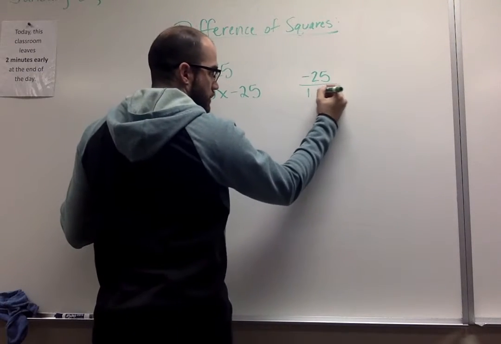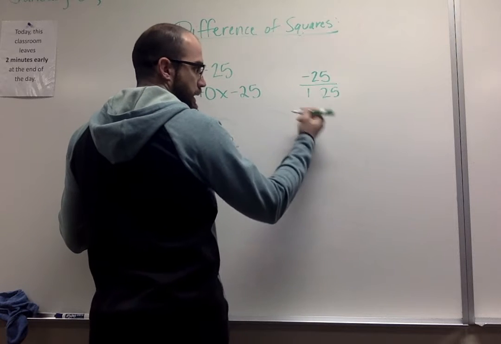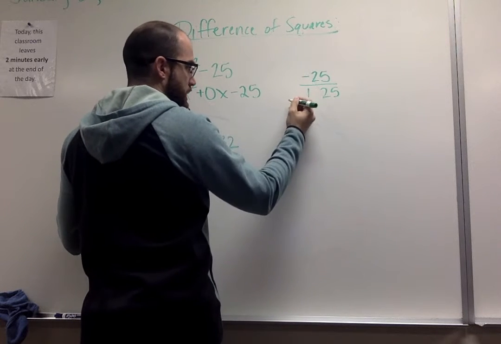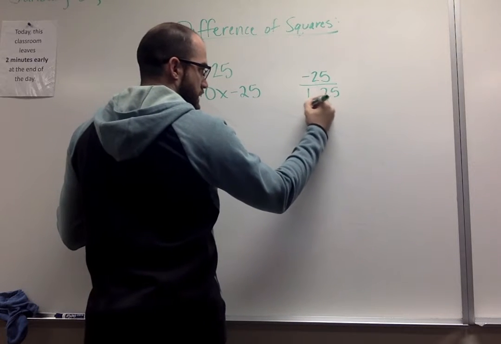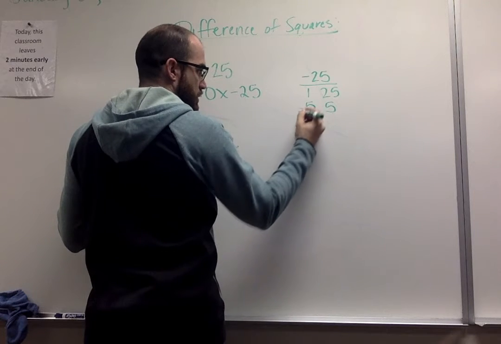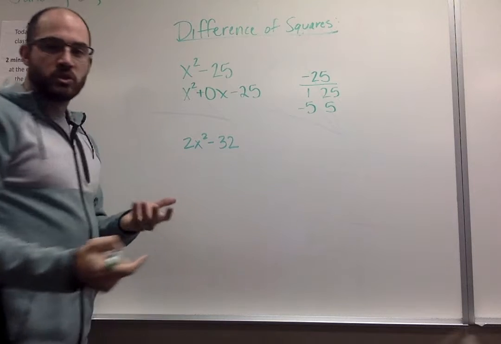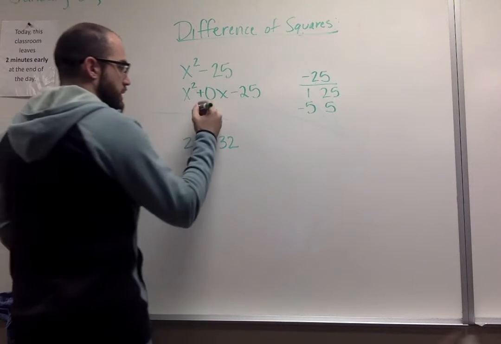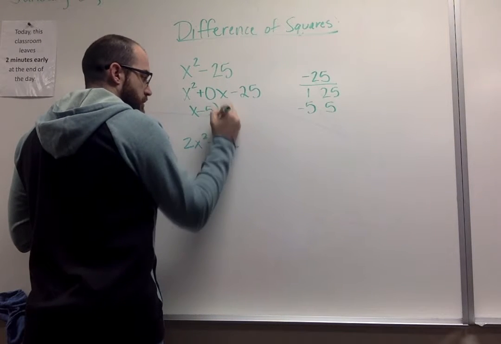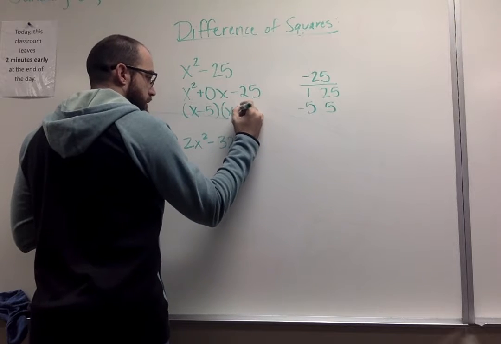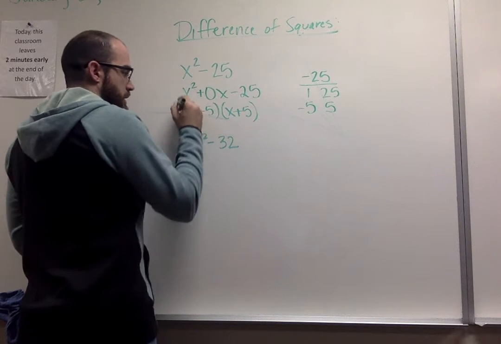So I can say, well, I got 1 and 25. That's not going to work ever. Doesn't matter which one I make negative. And then the only other thing I got is 5 and 5. Well, if I make one of them negative, negative 5 plus 5 gets me 0, which is what we're looking for. So for this one then, I would have x minus 5 and x plus 5 as my answer.